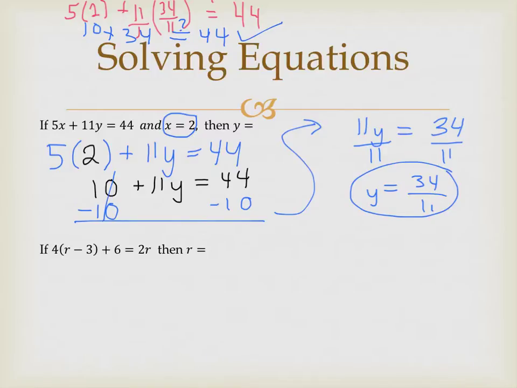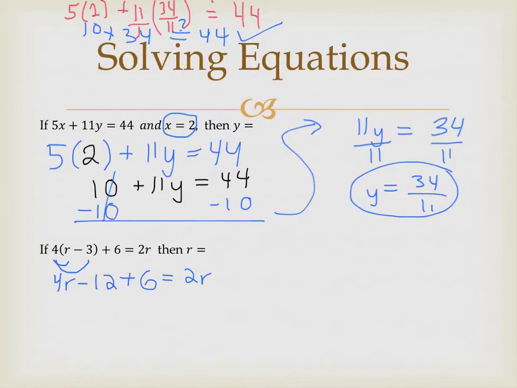Okay, now we have another example. This is another one of those distribute and then combine like terms, so that we can solve for, in this case, the variable r. So let's distribute. This 4 is going to be multiplied by r and by negative 3. 4 times r is 4r. 4 times negative 3 is negative 12. And then we'll rewrite everything else.